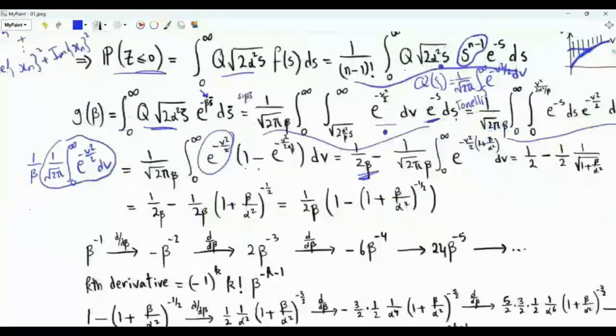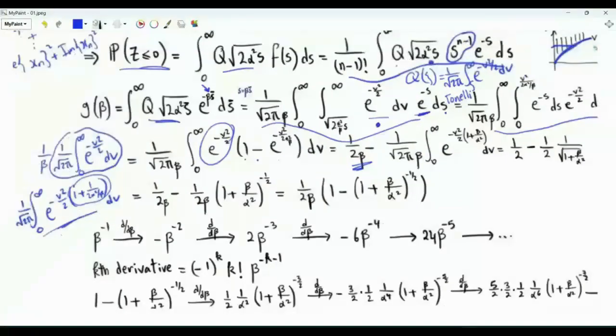What about the other term? In the other term, we have integral from 0 to infinity. Outside, we have 1 over square root 2 pi. We have e to the minus v squared over 2, and then we have 1 plus 1 over alpha squared divided by beta dv. Here, it looks like we are integrating a Gaussian with a variance that is the reciprocal of this quantity. So the result of this integration will be the square root of that variance times 1 half, because we are integrating from 0 to infinity and not from minus infinity to infinity. The result of this integration, g of beta, is 1 over 2 beta, and then we have 1 minus the square root of the reciprocal of this quantity here.